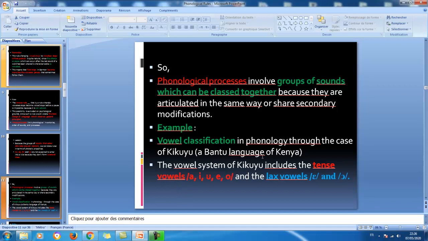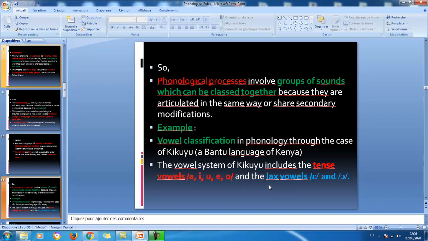Now in this language, the vowel system includes 5 vowels that are tense vowels. The 5 of them, remember them please. We have tense vowels which are A, I, U, E, O.